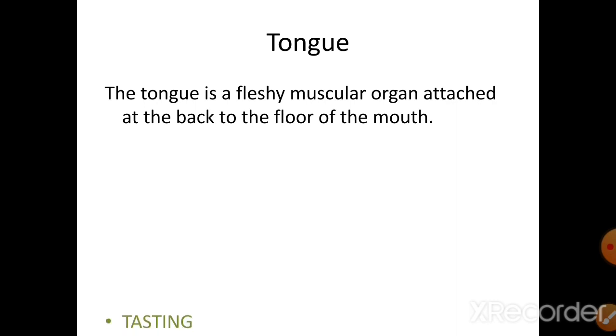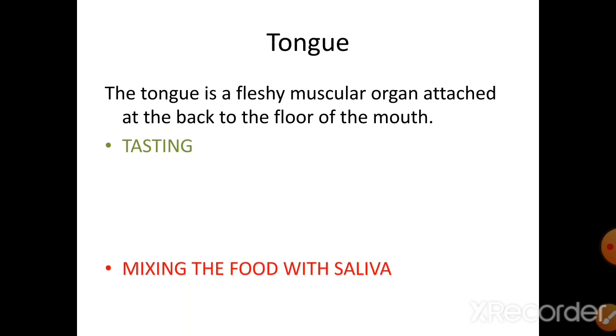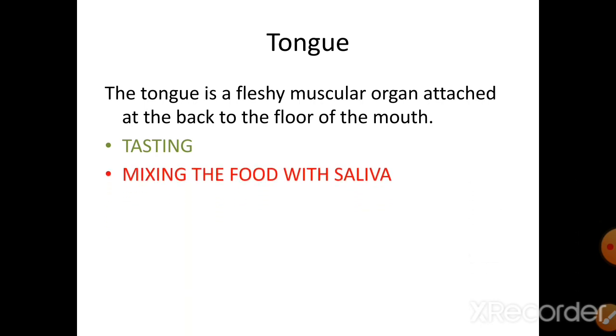So what does it do? Number one, tasting. You taste your food with your tongue. Number two, mixing the food with saliva. You know the saliva, the watery substance inside your mouth, it is produced by salivary glands. So your food mixes with saliva and the saliva makes the food easy to chew. Next, it helps in swallowing. Whenever you eat your food, you must have observed, and if you have not, you can try. When you swallow your food, you use your tongue.